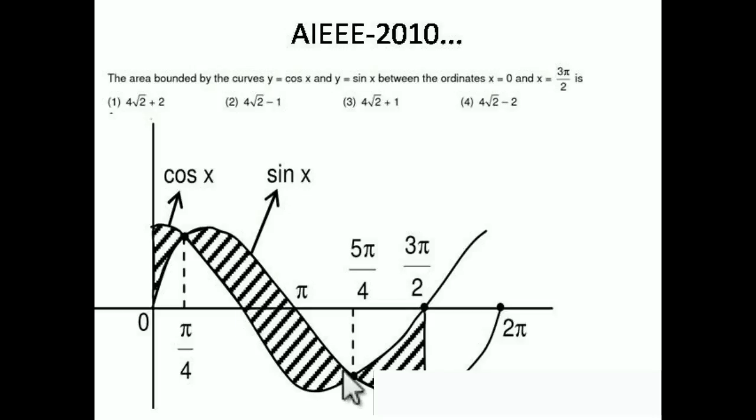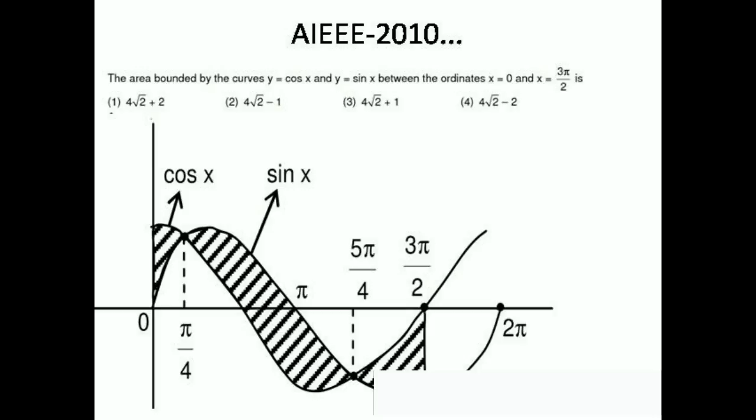Okay, and then from 5 pi by 4 to 3 pi by 2, which is on the upper side? You see, cos x is on the upper side, so you have to take cos x minus sin x. This is a very simple trick to identify which curve should be subtracted from which. Here first cos x is upper and sin x is lower, so we have cos x minus sin x. Then sin x is upper and cos x is lower, so we have sin x minus cos x. And then cos x is upper and sin x is lower, so we have cos x minus sin x.